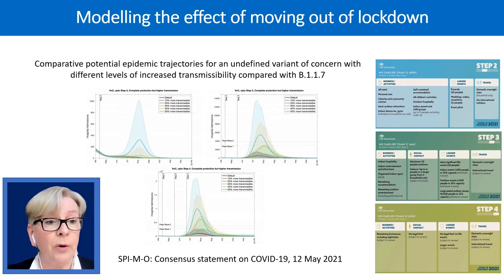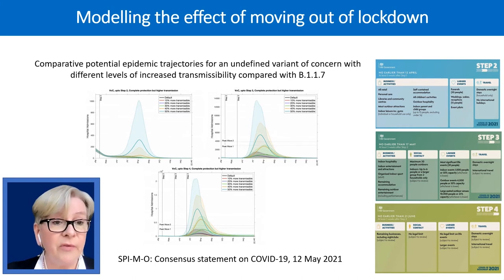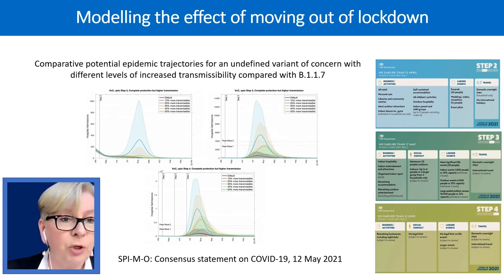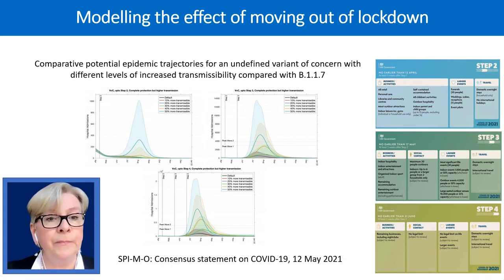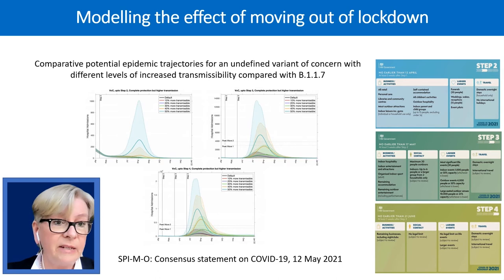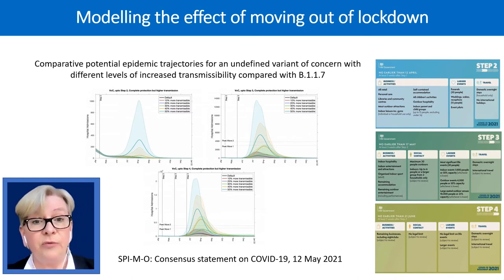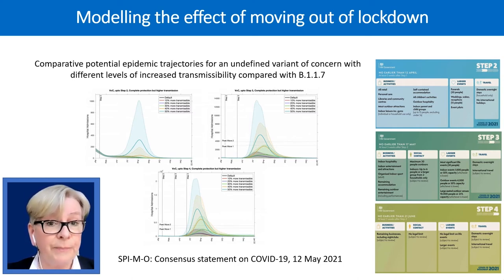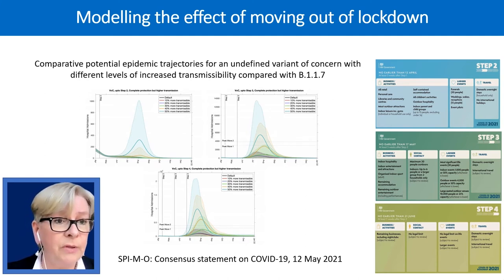And so this is modelling done by Warwick University, again in the public domain, in which it's comparing the potential epidemic trajectories for an undefined variant of concern with different levels of increased transmissibility compared with B117. And this does assume that the variant has no immune escape. And what this shows is graphs of the number of cases over time through step two, which is this figure on the top left, step three on the right, and step four in the bottom. And we'll be familiar with these steps in the UK, but if you're interested, what these steps mean are on the right. And we've just moved from step two to step three.